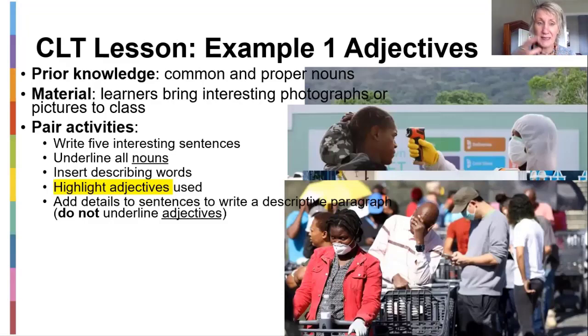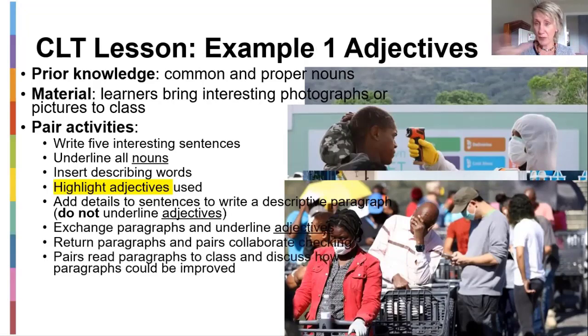Then they look at their sentences, and think of what they can add, and they write a descriptive paragraph, but they do not underline the adjectives. Okay, so now they've done the rough bit, and they're going to write a paragraph. Use those 5 sentences, but they're not going to underline the adjectives. Then they're going to swap with another group, another pair, and that group must then go and underline all the adjectives that the other group put in.